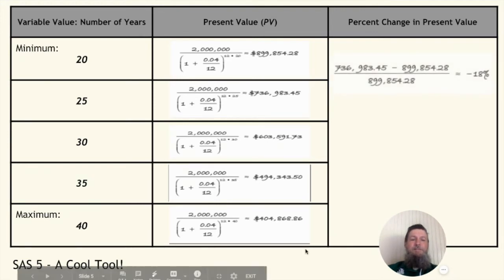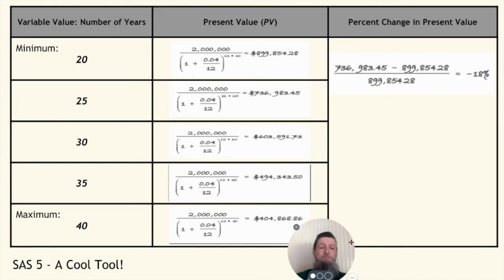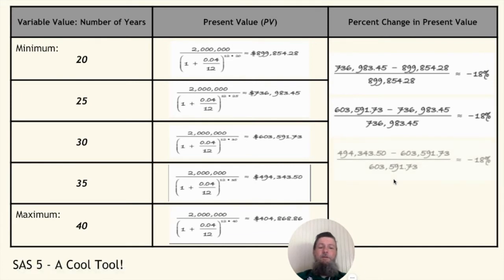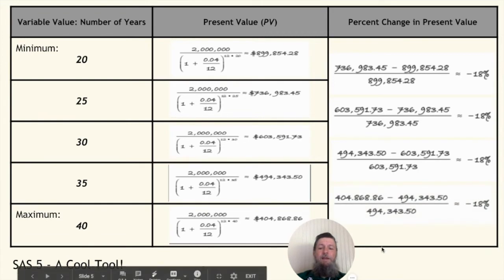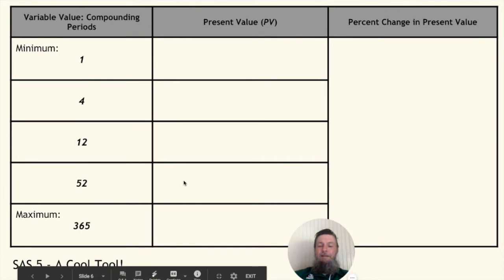So let's look at the percentage of the change in present value. 20 years, minus 18%. Okay? Between 25 and 30 years, it's a change of minus 18%. Between 30 and 35 is a change of minus 18%. And finally, 35 to 40 years is minus 18%. How about if we look at compounding periods? So that's annual, quarterly, monthly, weekly, and daily.